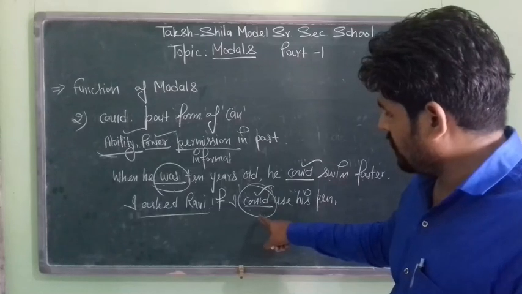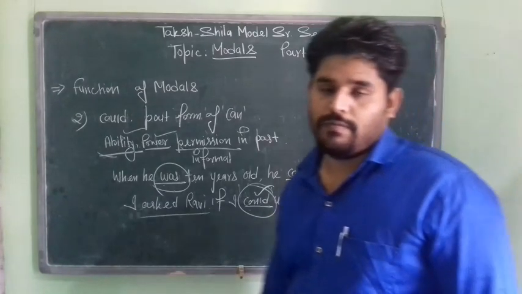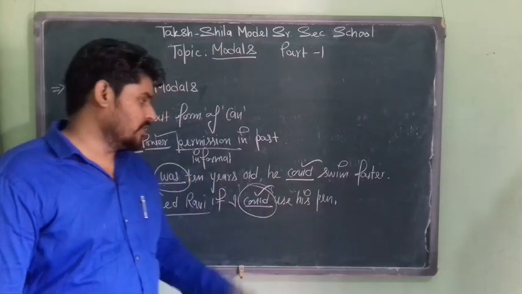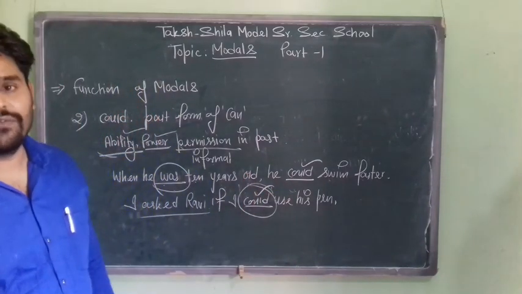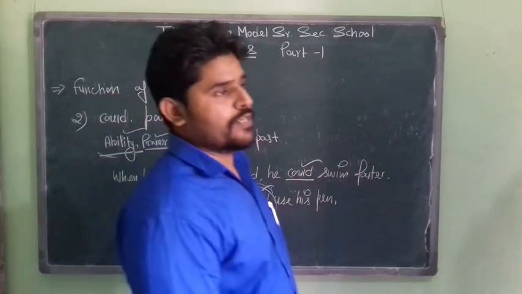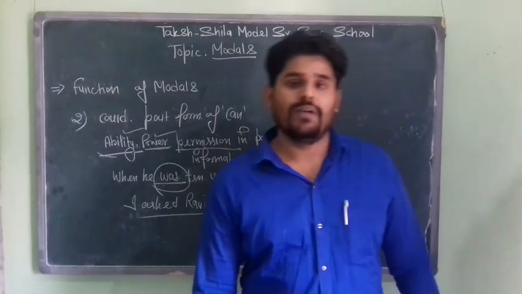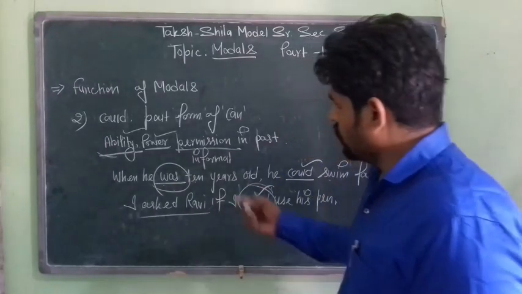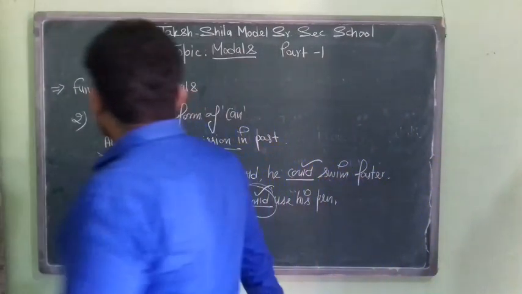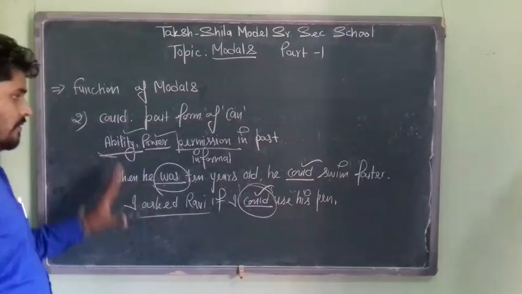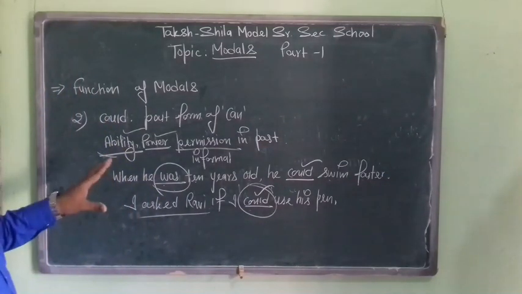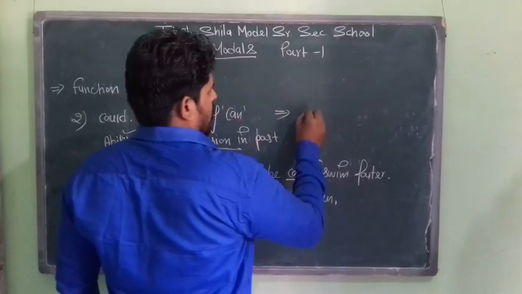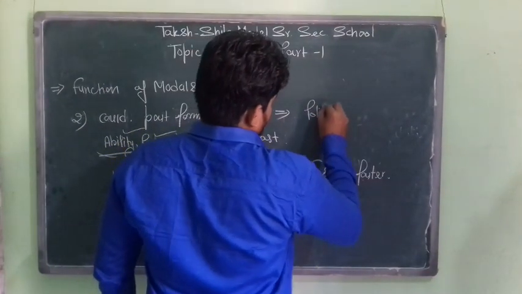Especially what kind of permission? It is informal permission. And we will read ahead which modal we use when we express permission, especially in formal way. In which way? Formal way. So students, here we have studied the use of could. Also could is also used to express one more thing, that is polite request.